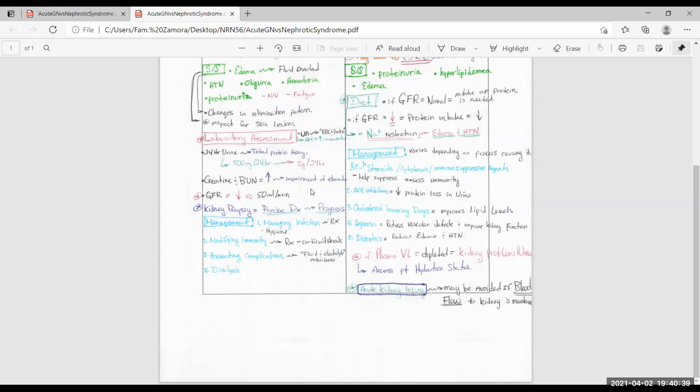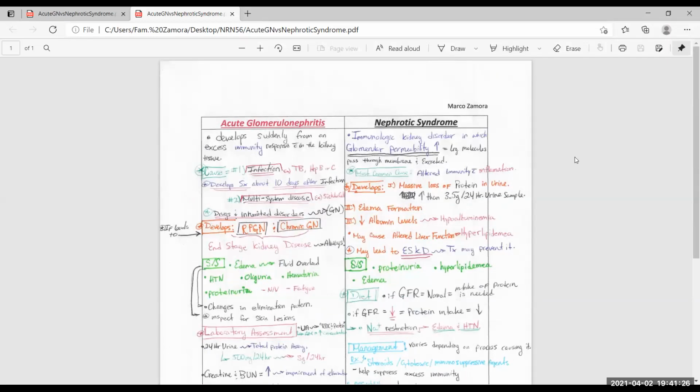And then as far as management, really, primary for acute GN is to manage the infection, right? Via antibiotics or hygiene, kind of educate the patients on proper hygiene, including foods and stuff. We're also going to modify, if we need to modify the immunity, with corticosteroids such as prednisone. We're going to prevent complications, in particular fluid and electrolyte imbalances, since we're retaining urine. And then if we need it, dialysis would be something that we could do to help filter out that blood.